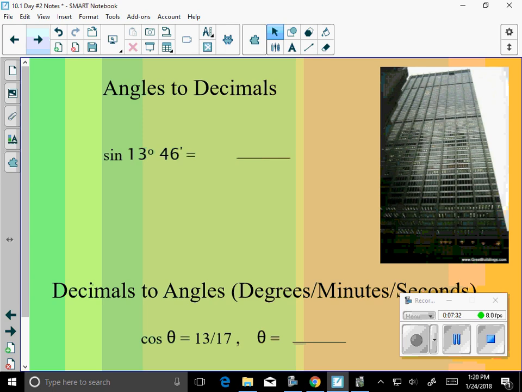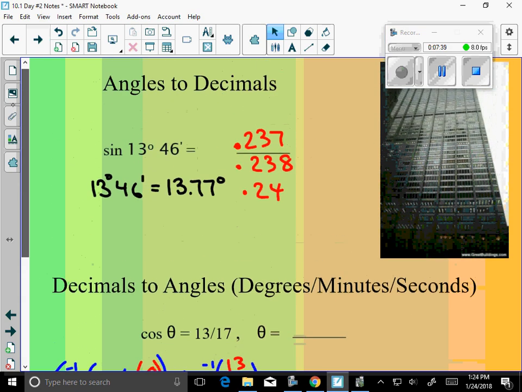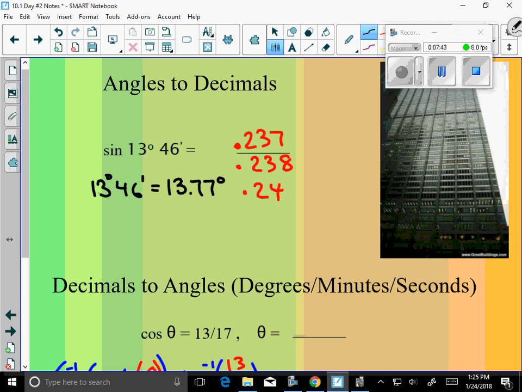Okay. Go. All right. For those kids on the web that were just so curious what our answers were, we got degrees, minutes, seconds here. When you take degrees, minutes, seconds, or you calculate this angle, it's 13.77 degrees. And when you take the sine of that angle, you can get, depending on the rounding, one of those answers.